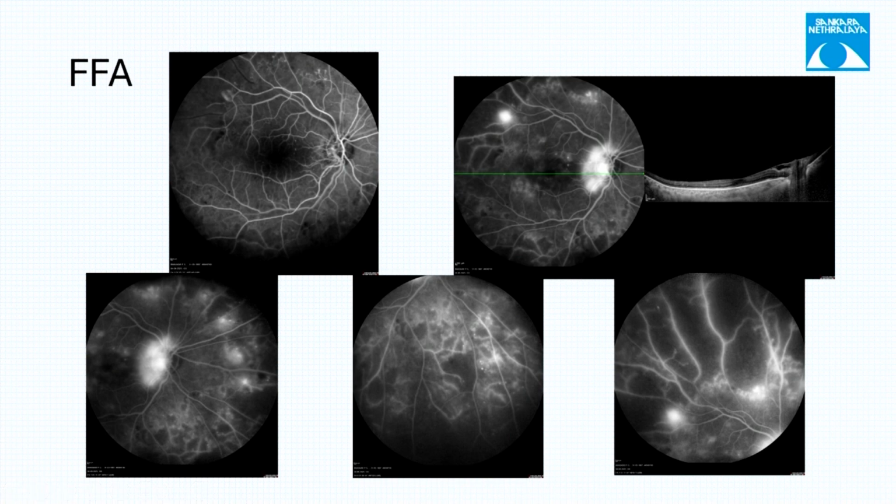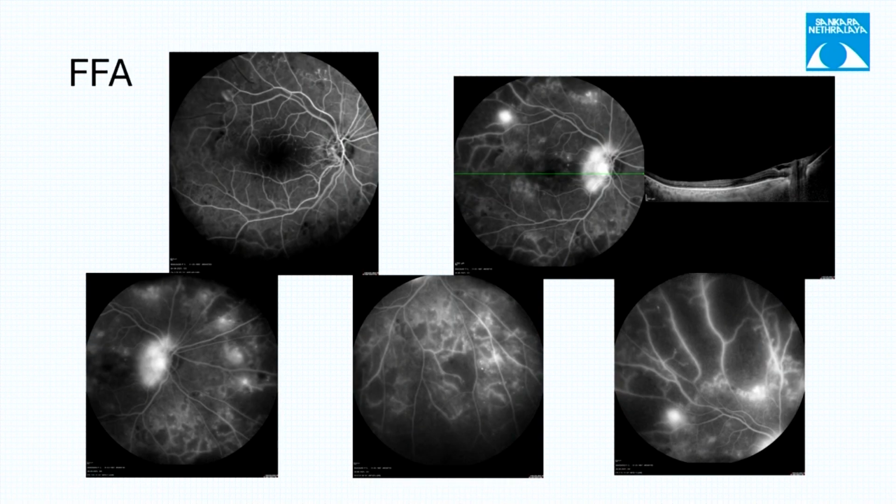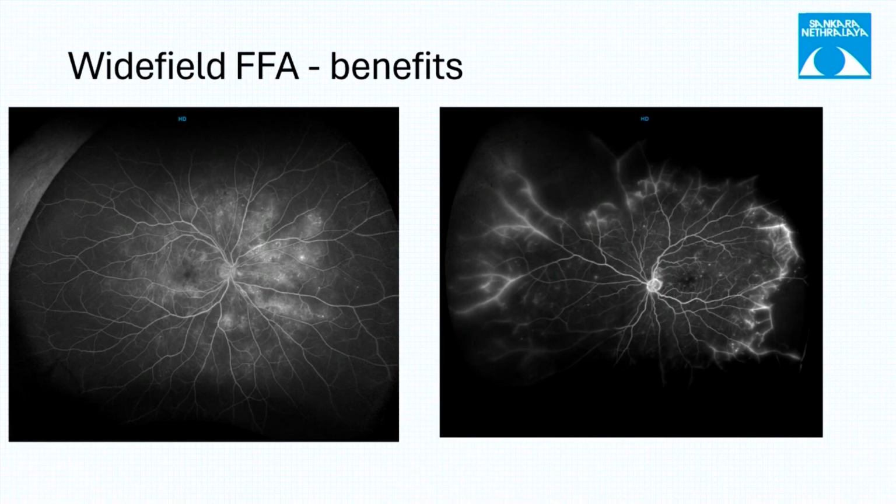You have a workshop on FFA later today, so I'm not going to tell you the details. And this is the other eye. You see there is a little asymmetry of the retinopathy. There's profuse leakage from neovascularization on the disc in the right eye, but nothing in the left.